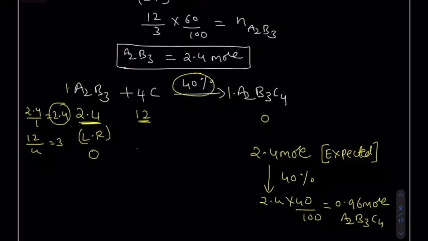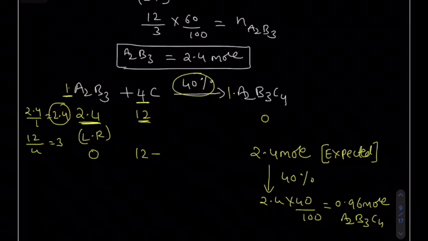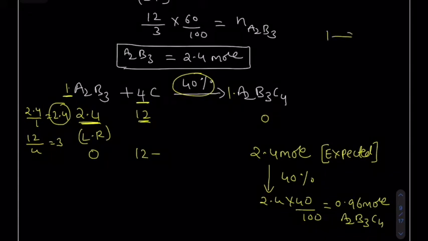Okay, now what about the number of moles of C? How many moles of C will be there here? Initially 12 moles. Now how many moles will be reacted here? 1 mole of A2B3 combines with 4 moles of C.